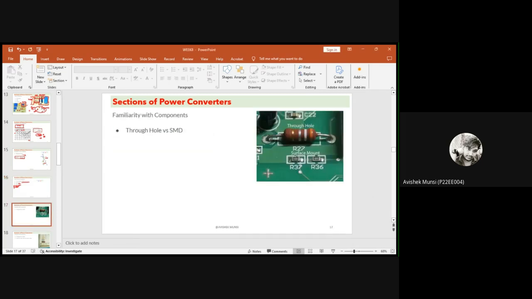So next is the type of the component. You should be familiar with the component while choosing. Basically, there are two types of components we use. One is through hole, in short, we can write it as THT. Another one is surface mount device, or SMD. So this is a surface mount resistor, and this is a through hole resistor.